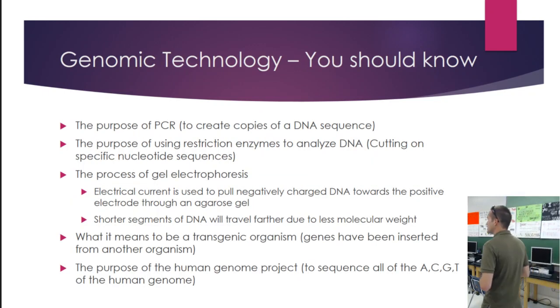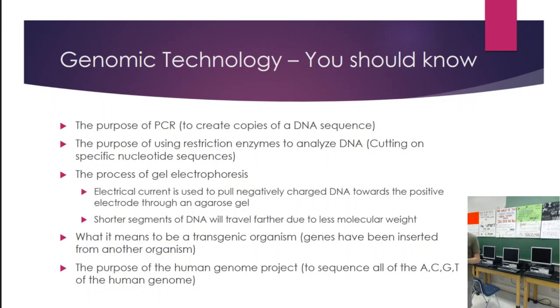All right, genomic technology, stuff you should know. You should know why we use the PCR. That's to create a bunch of different copies of the same DNA sequence. That's the polymerase chain reaction, by the way. That's what PCR means. You should know why we use restriction enzymes to analyze DNA, because if you're looking at just a big hunk of DNA, you don't really know much about it. So we use restriction enzymes to cut them up into different segments so that we can analyze them.